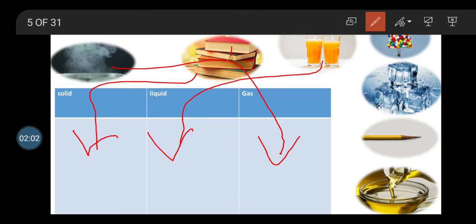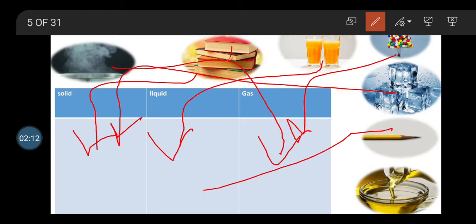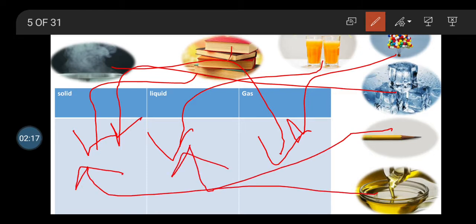About the gas in the balloon, it will be gas. About the ice, it will be in the solid table. About the pencil, it will be in the solid table. Oil will be in the liquid table.